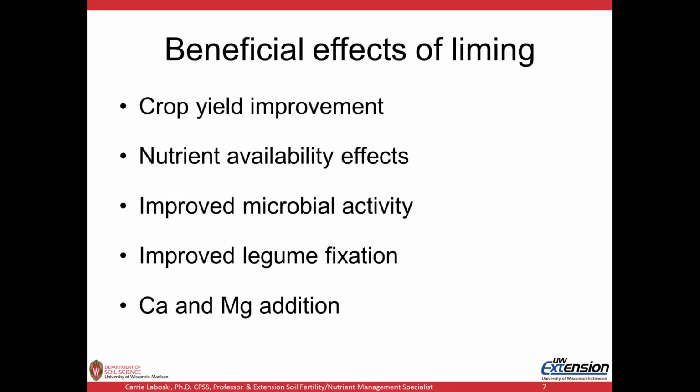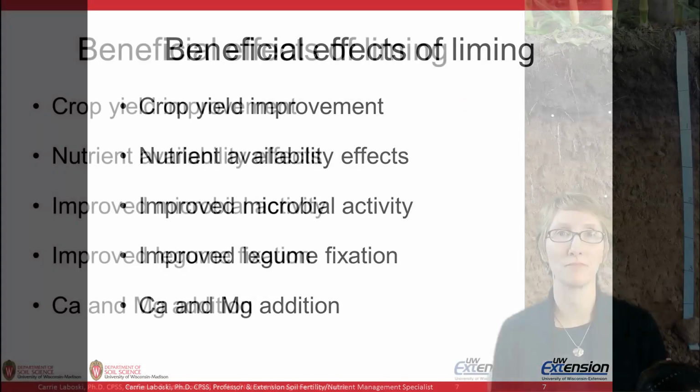Now, there are several beneficial effects of liming: improvement in crop yield, availability of nutrients, and improved microbial activity in the soil. That also is related to legume fixation and also the addition of calcium and magnesium, which are needed nutrients for crop production.